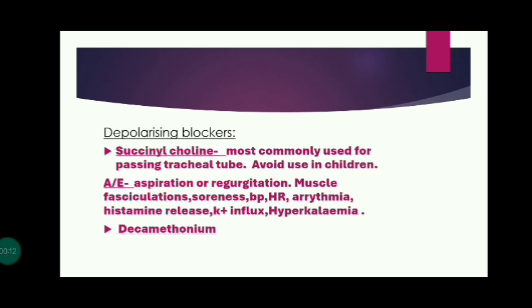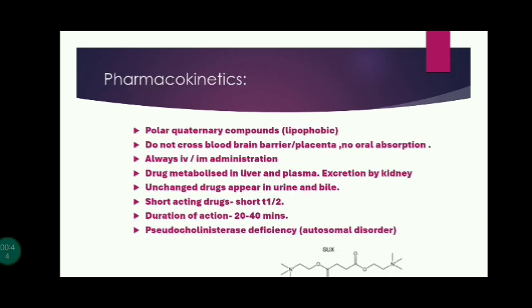Now, the next category is depolarizing blockers. It includes succinylcholine. It is the most commonly used drug for passing tracheal tube in patients for artificial intubation and artificial ventilation. It should not be used in children. Its adverse effects are aspiration or regurgitation, muscle fasciculation, soreness, increase in blood pressure, increase in heart rate, arrhythmia, histamine release, potassium influx, and hyperkalemia. Next drug is dexamethasone. It is also a very popular drug used for surgical procedures.